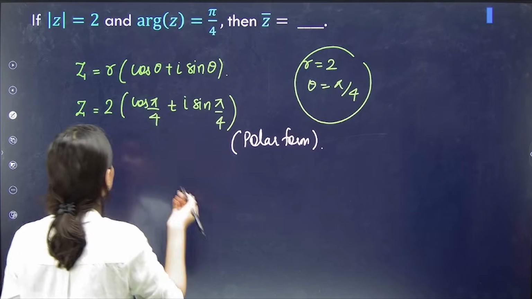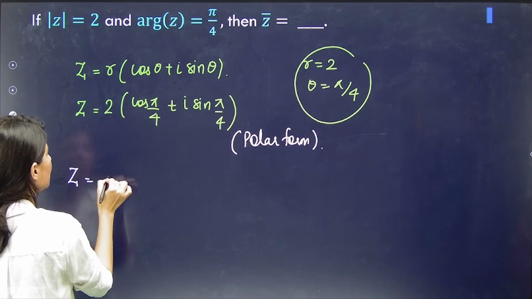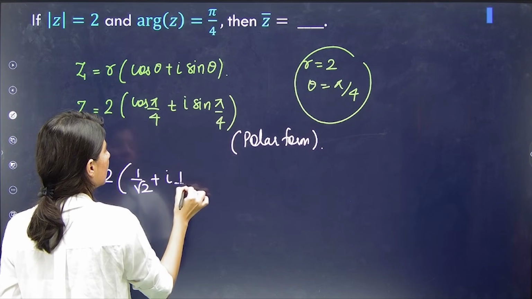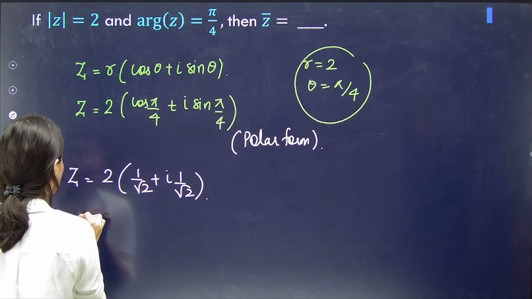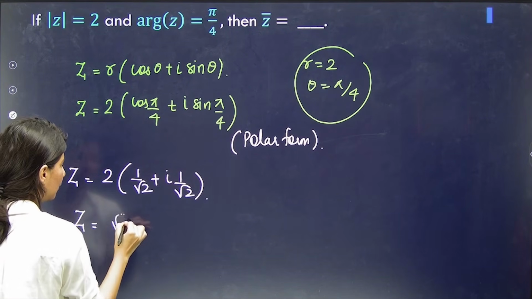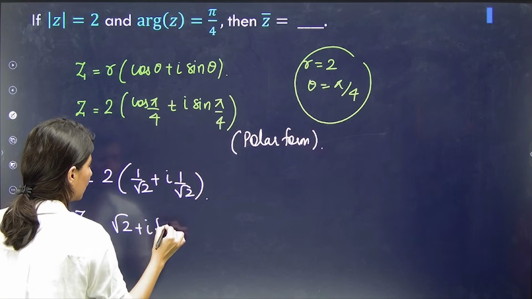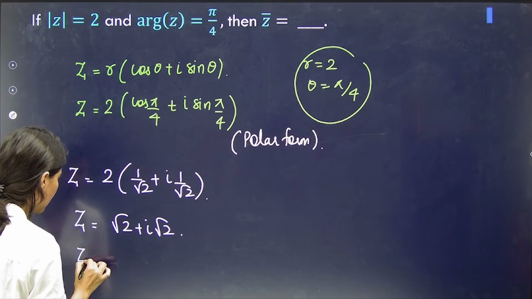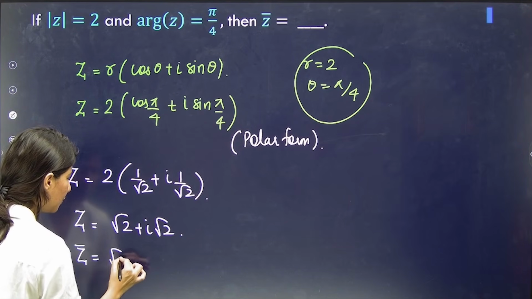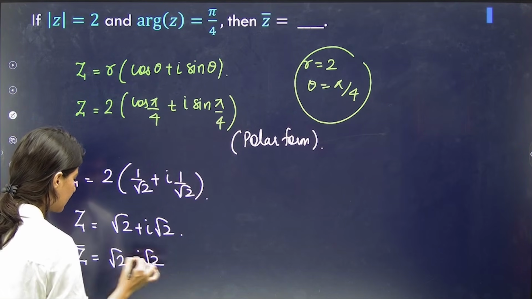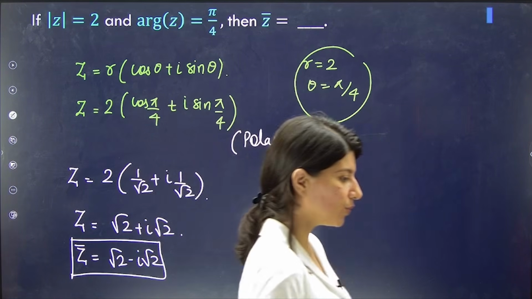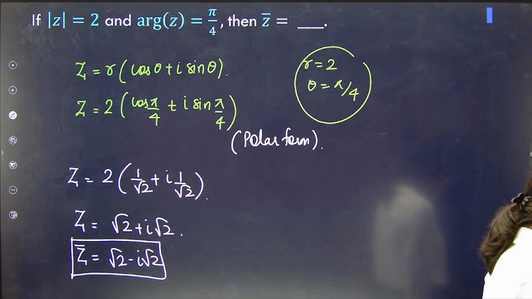In algebraic form, z will be equal to 2 times 1 by root 2 plus iota 1 by root 2. So this is z, root 2 plus iota root 2, if you rationalize. Z bar will be what? Root 2 minus iota root 2. This is your z bar. That's what they were asking. So z bar is coming out as root 2 minus iota root 2. I hope that this is clear.